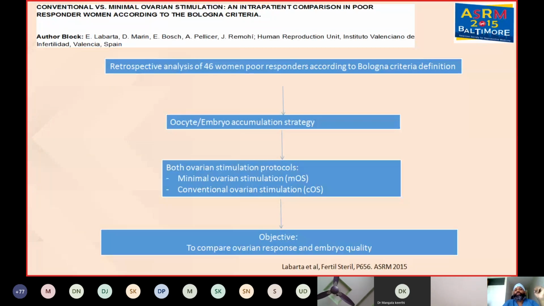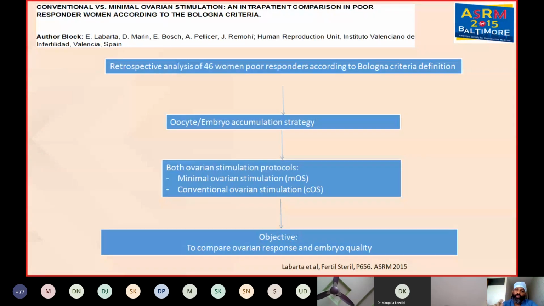A retrospective analysis of 46 women who were poor responders according to Bologna criteria. What they did is embryo accumulation. They collected and accumulated embryos over some period of time, and they did minimum ovarian stimulation and conventional stimulation. What we saw till now was conventional. What I told you just now, with minimum drugs, clomiphene citrate and alternate day HMG, was minimum ovarian stimulation, MOS.